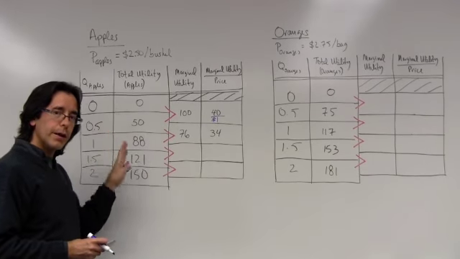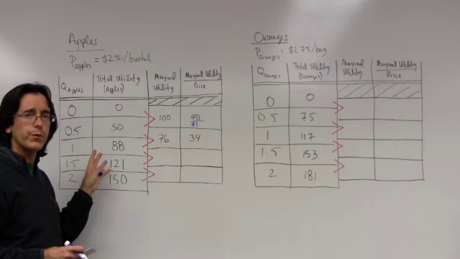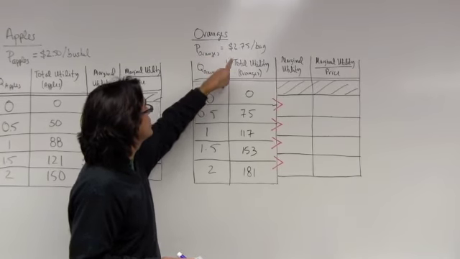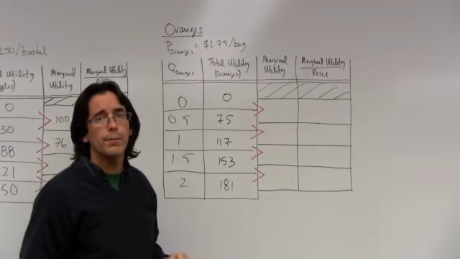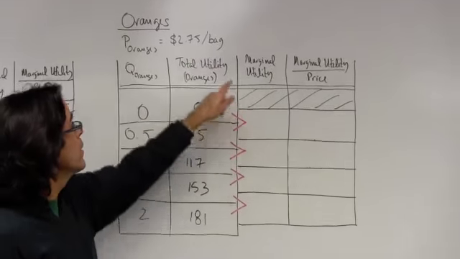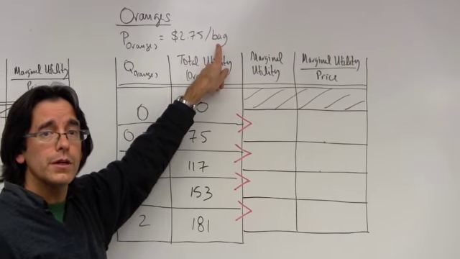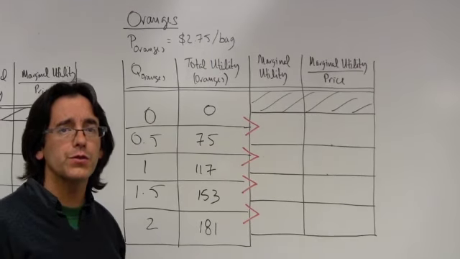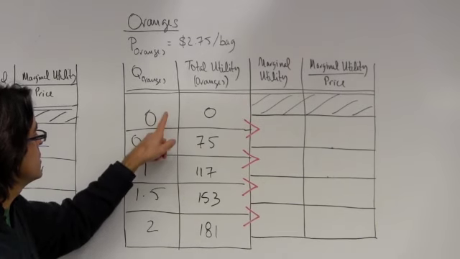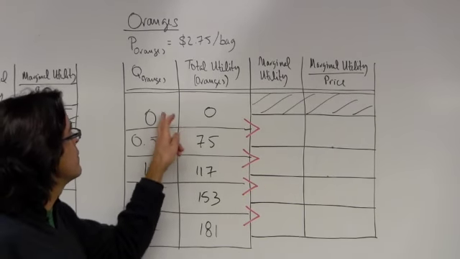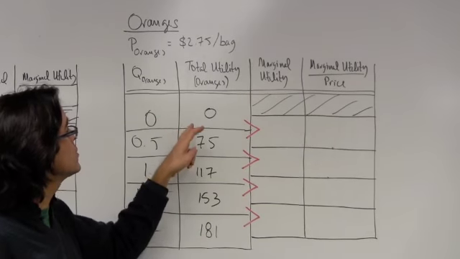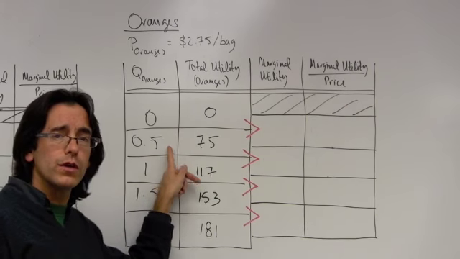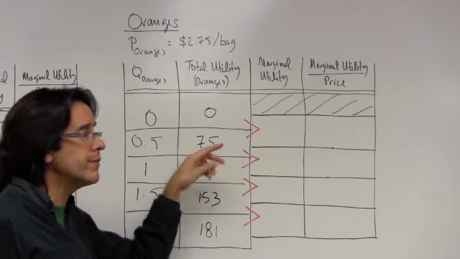So again, I already showed you the previous table for apples, and we have a similar table for oranges. So our price of oranges is $2.75 a bag. So first of all, we have a different price. We also have a different physical unit that's being looked at. Instead of bushels that we had for apples, we are now talking about bags for oranges. So we have our quantity of oranges, 0 bags, half a bag, 1 bag, etc. For each of those corresponding quantities, if we consume no oranges, we get 0 utility. Half a bag of oranges, we get a total utility of 75, etc.